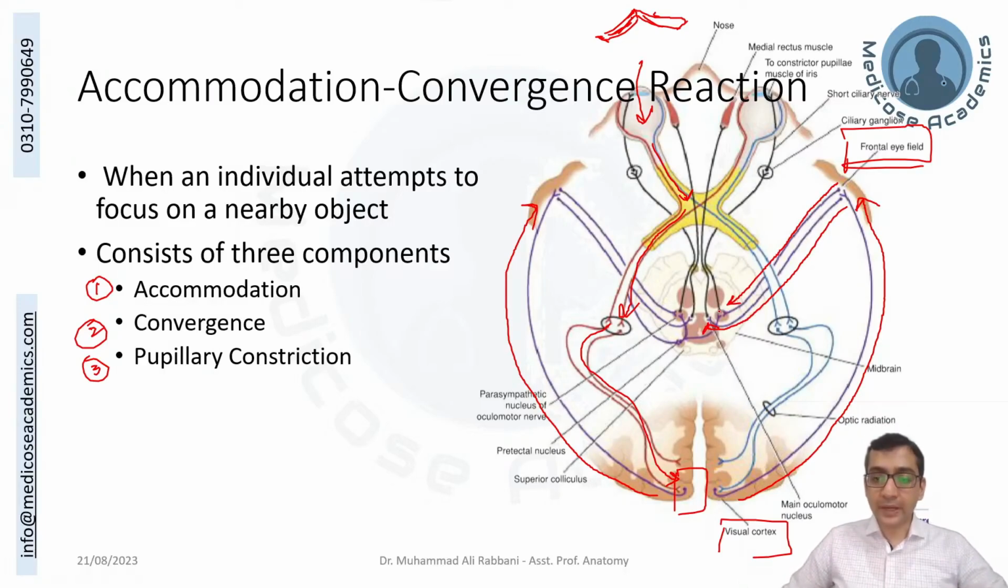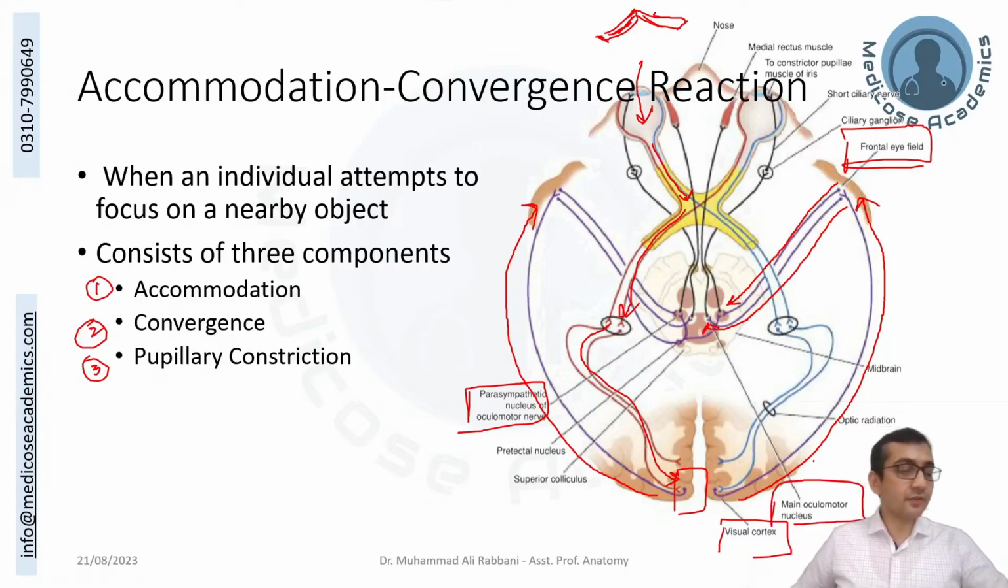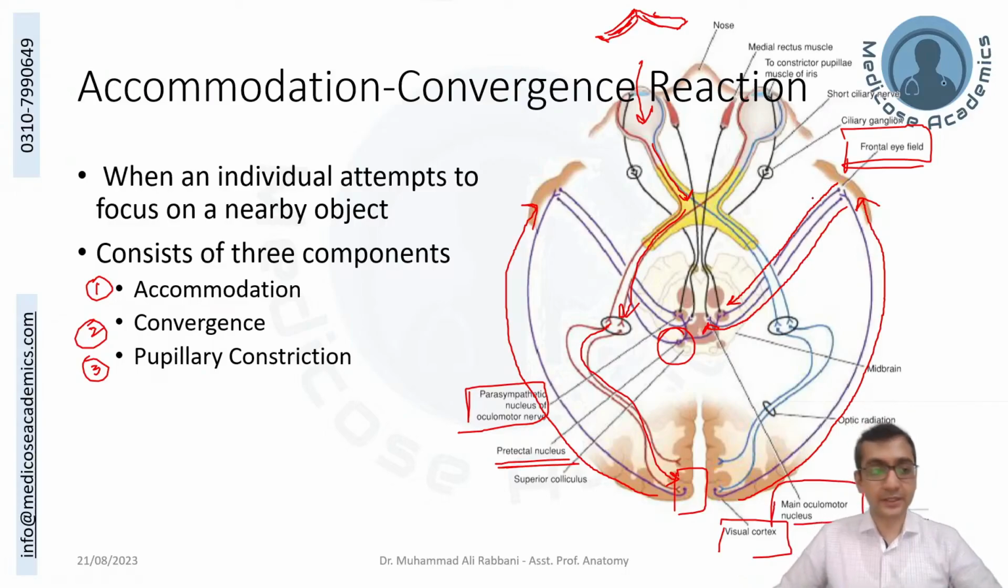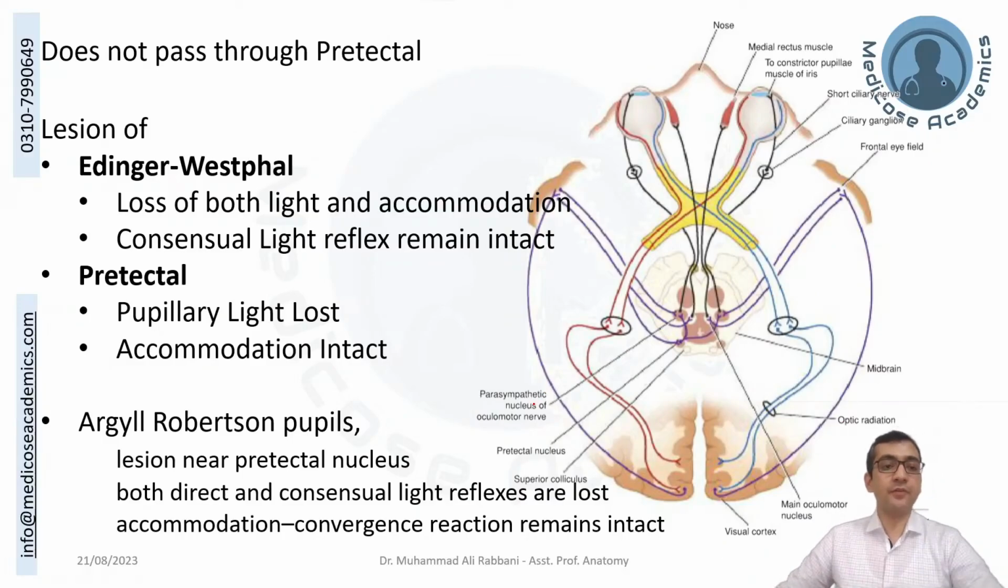It sends signal down to the parasympathetic nucleus and to the main motor nucleus. So these are the functions of the frontal eye field. A very important thing to see here is that this pretectal nucleus has been bypassed. The signal sent by the frontal eye field does not pass through the pretectal nucleus. It goes directly to the oculomotor nerve nucleus and the Edinger-Westphal nucleus. So that's the thing to remember, and this becomes important when we are talking about the lesions.